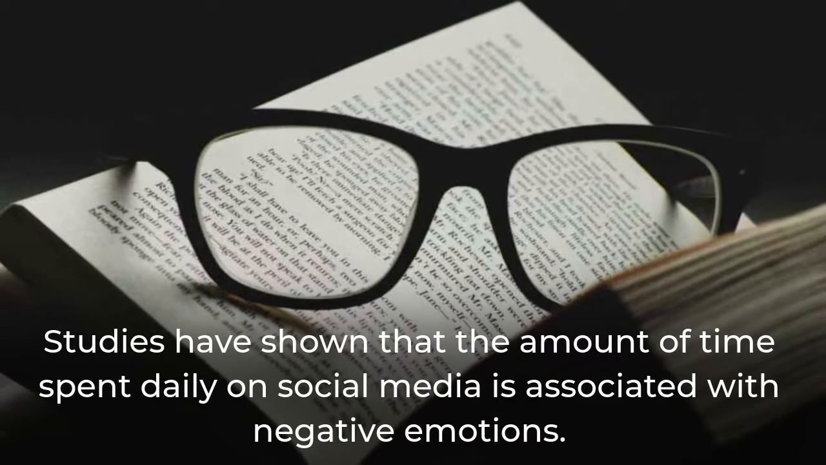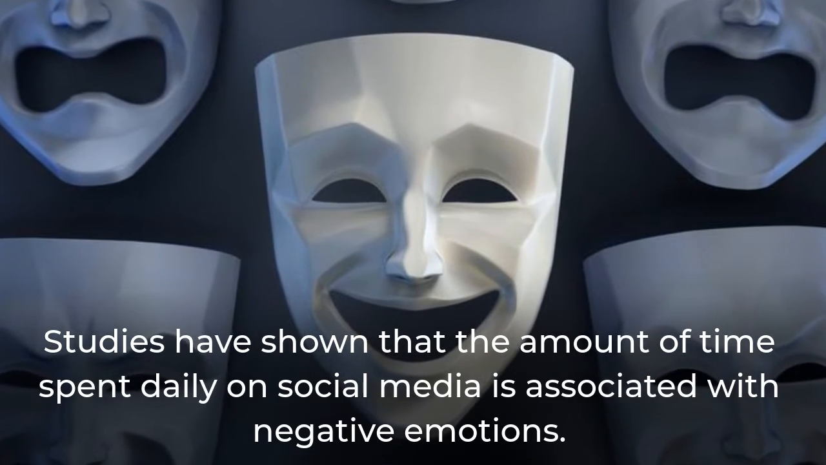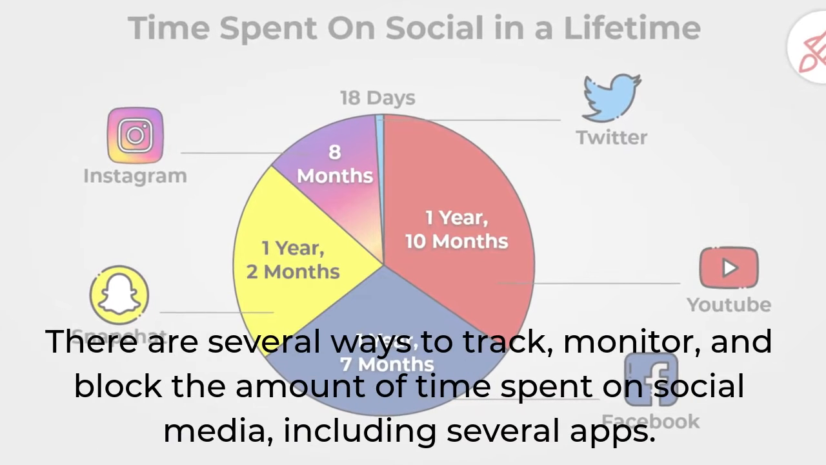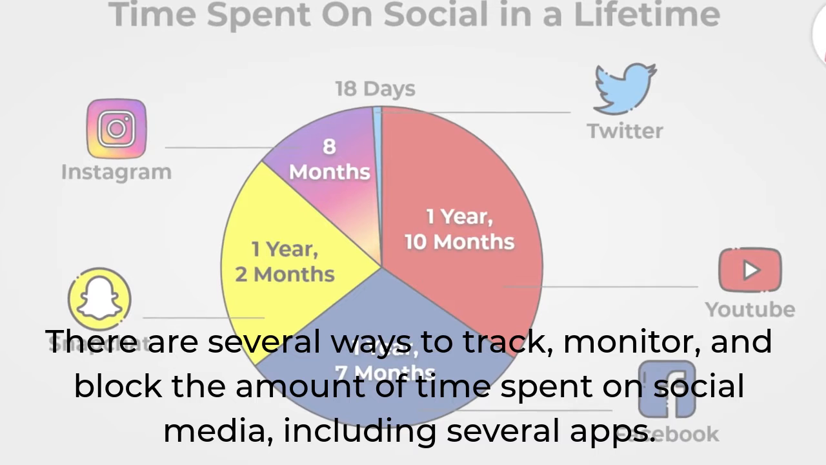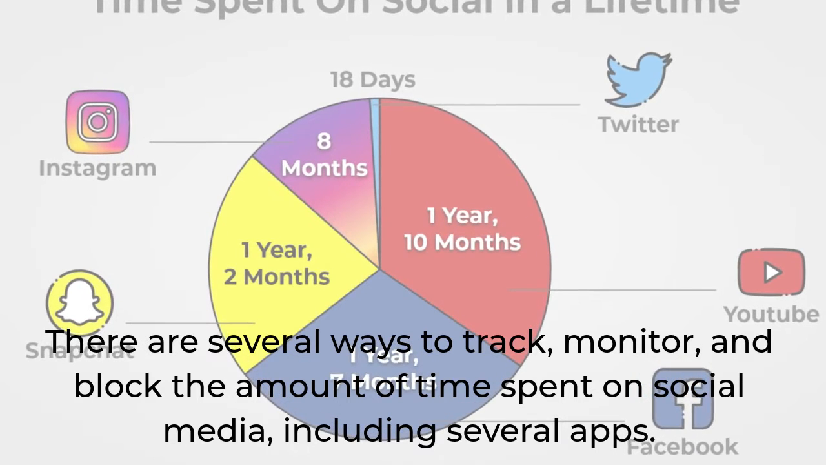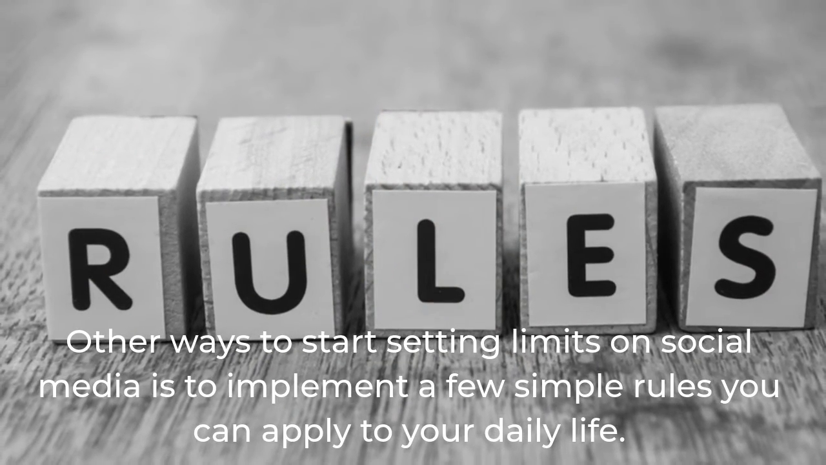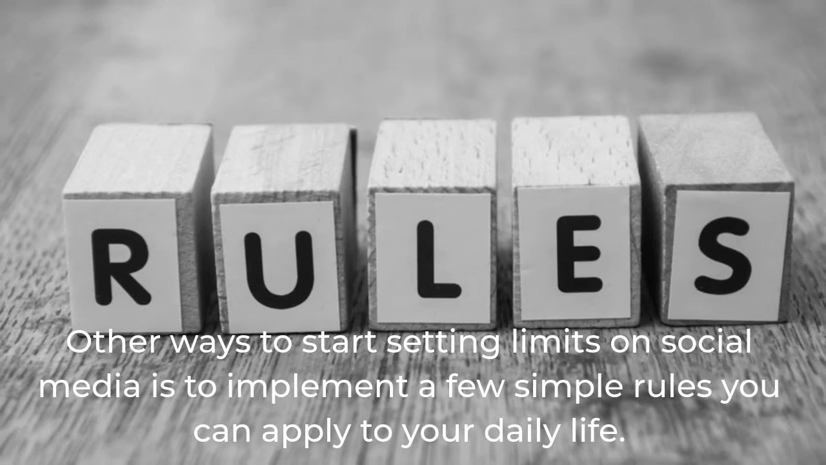Studies have shown that the amount of time spent daily on social media is associated with negative emotions. There are several ways to track, monitor, and block the amount of time spent on social media, including several apps. Other ways to start setting limits on social media is to implement a few simple rules you can apply to your daily life.